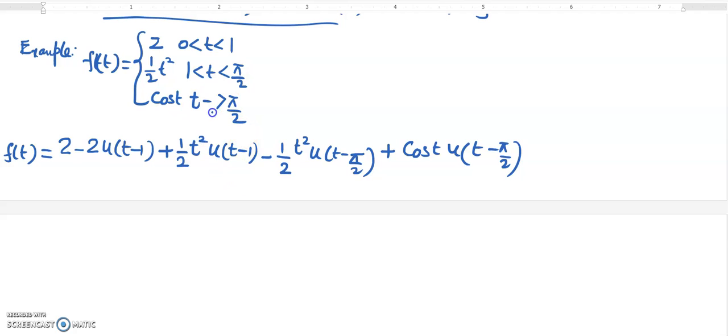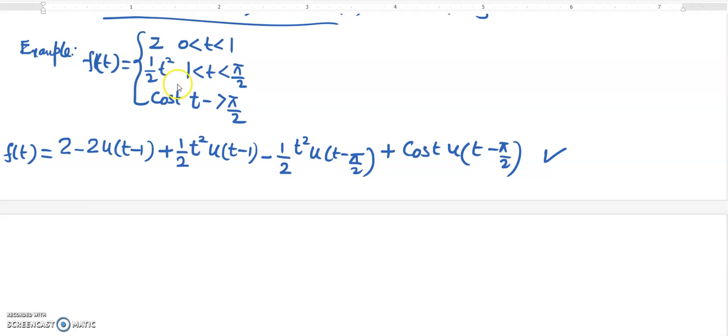And how about this one? For this one, this will be 0 because it will be 1, so 2 minus 2 is 0. And how about for this? So this u and this u will be 1, so 1 by 2 t square minus 1 by 2 t square will also be 0. But this will be 1, t minus pi by 2 will be 1, so it will be cosine of t. So therefore this statement describes this function of t.